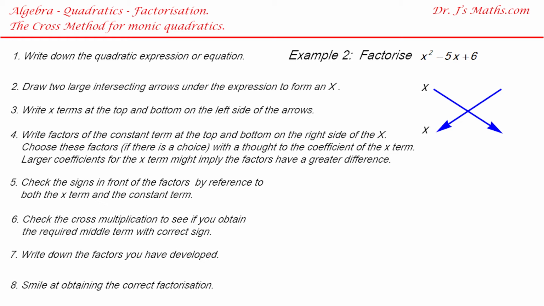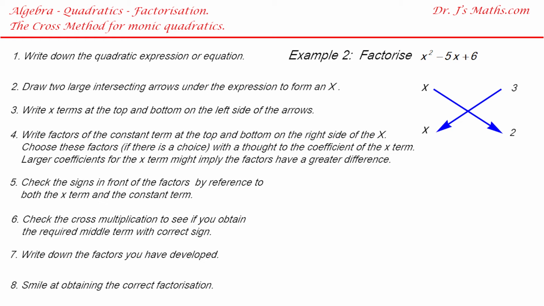and then we're going to write down factors of the constant term. Now the constant term is 6, so we're going to either choose 6 and 1 or 3 and 2. Let's go for the middle of those, 3 and 2. We'll write them down, and then we're going to check the signs in front of the two factors.